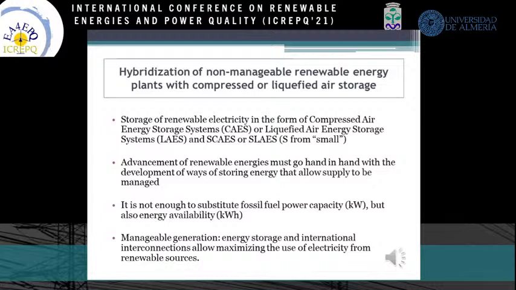To compensate for the variability of non-manageable renewable energies and to avoid jeopardizing the security of supply as well as maintaining the balance in the electrical system, manageable generation installations could be taken into account in the form of energy storage and international interconnection. This is why it is particularly necessary to develop energy storage that allows maximizing the use of electricity from renewable sources.